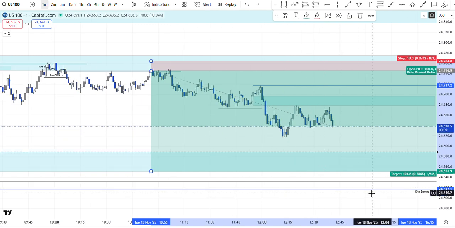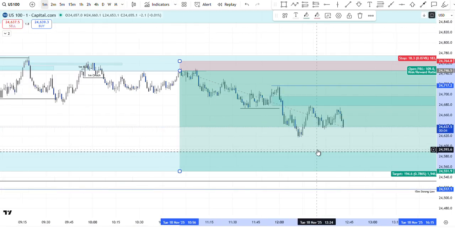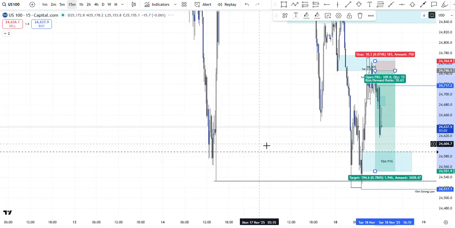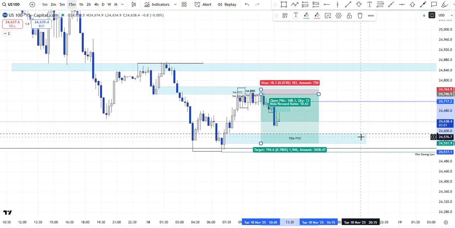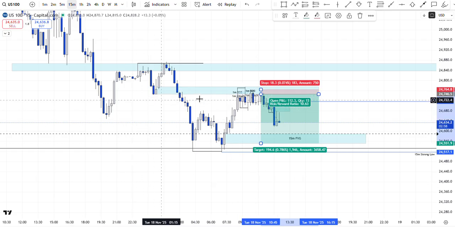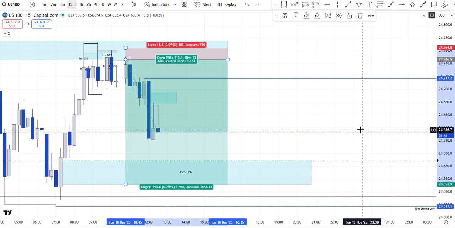It could go down and take out the strong low. Again, I'm not here to predict what the market is going to do. That is not our job. Our job is to react to what the market is doing. So if structurally it's telling me I need to do X, Y, and Z, I'm going to have to stick to that plan.